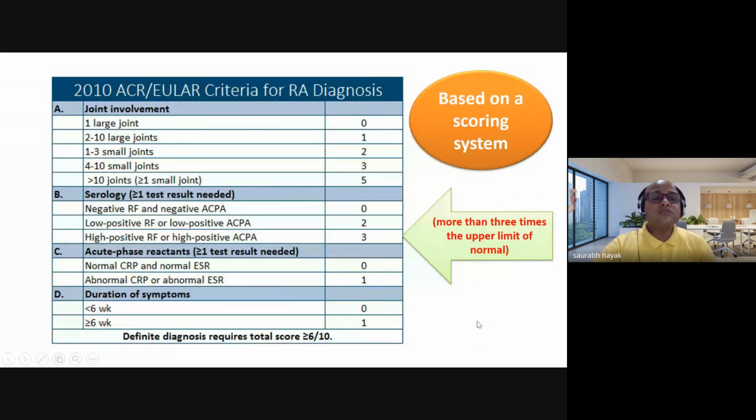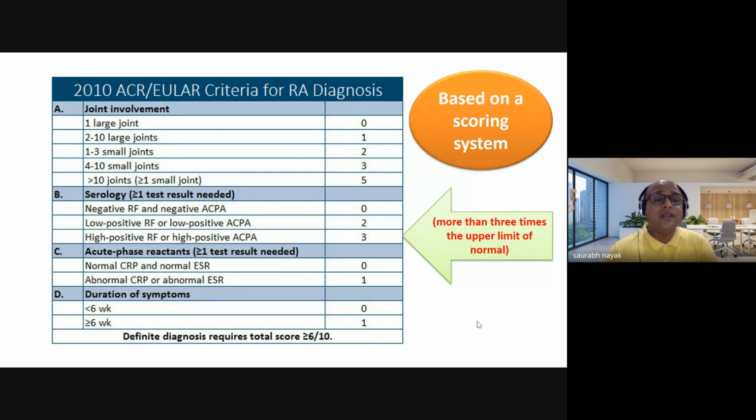Now, let us discuss the 2010 ACR Eular criteria in a little detail. So this criteria is based on a scoring system. सबसे पहले बात करते हैं joint involvement की. If only one large joint is involved, the score will be 0. If 2 to 10 large joints are involved, the score will be 1.